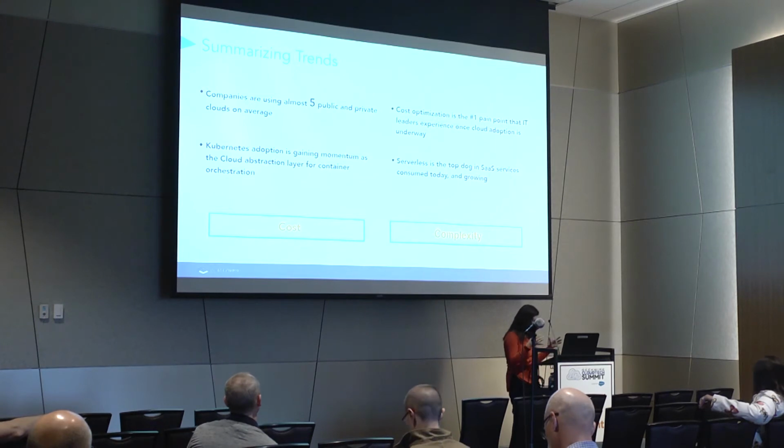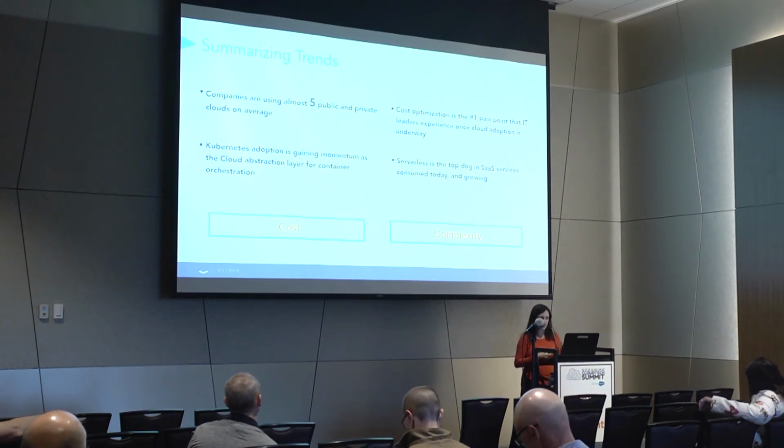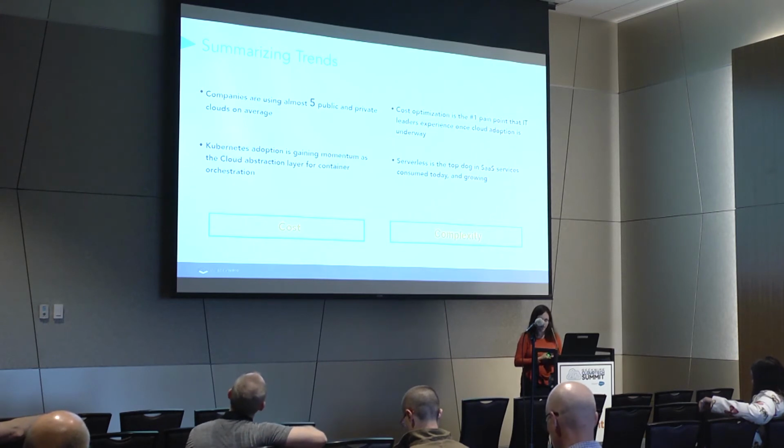So if you map across these 4 trends, what they really map down to is that the 2 most important factors that any enterprise must take into account while building their hybrid cloud strategy are cost mitigation and complexity mitigation. Cost mitigation is obvious. We spent a good amount of time talking about it.